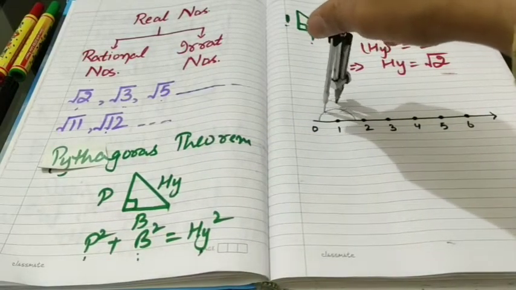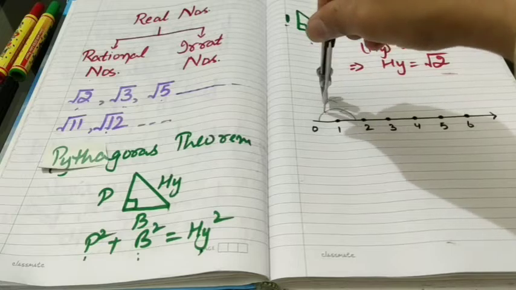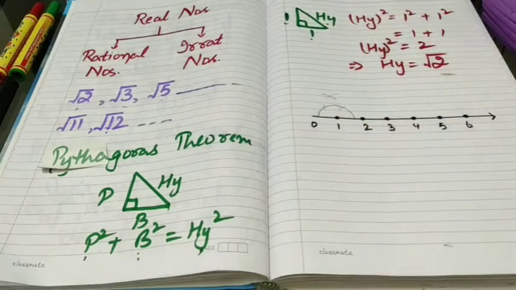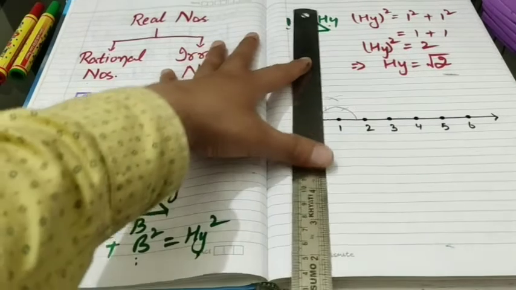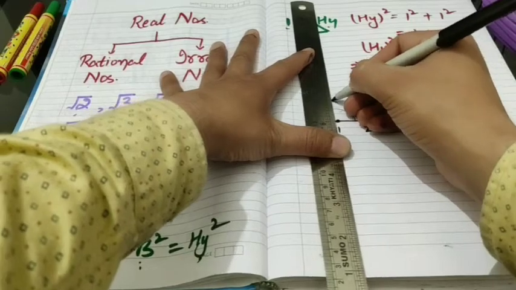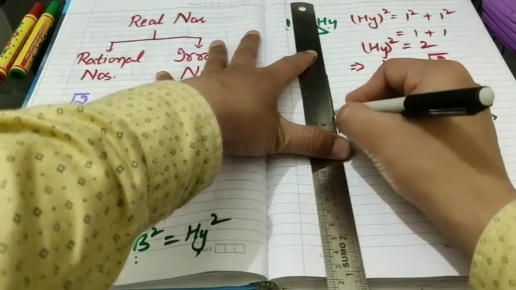I am trying to darken it so that you become able to see it. That is how we make the angle of 90 degree.